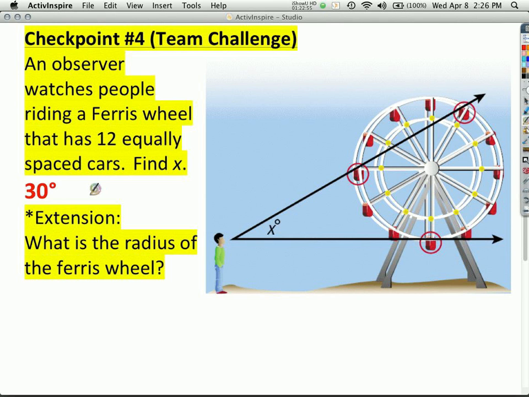Give me a thumbs up if you and your team was able to get the 30 degrees. Okay, so I got all the teams over there. Oh, I got everybody. Good. So no time spent on that. Good. What about the extension? Give me a thumbs up if you found the radius of the Ferris wheel. Okay, give me a thumbs up if you attempted to find the radius. Okay, put your thumbs down. Good for you.